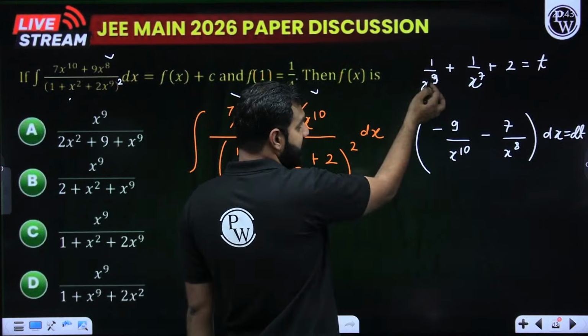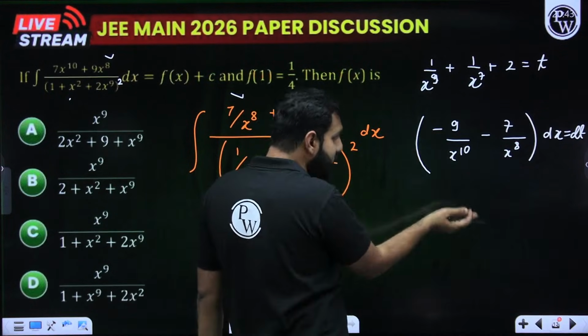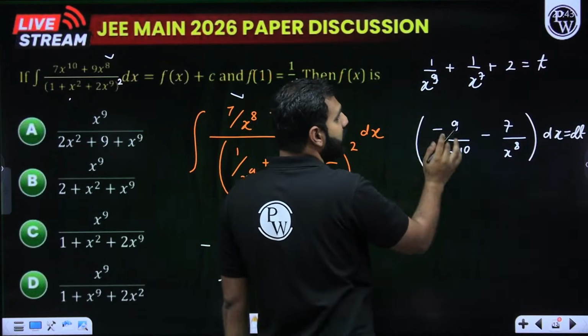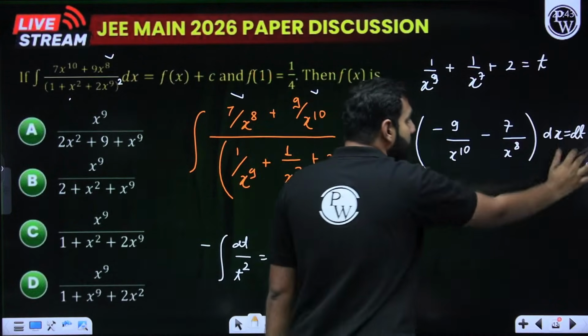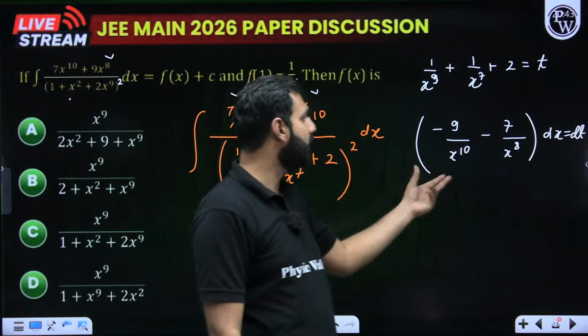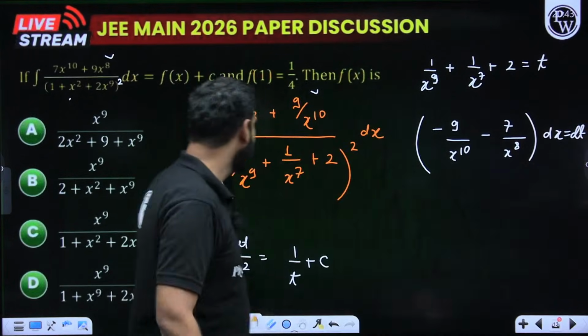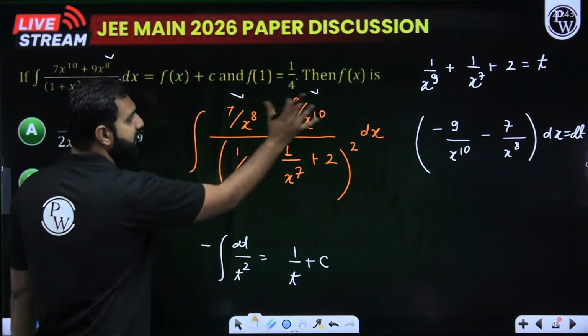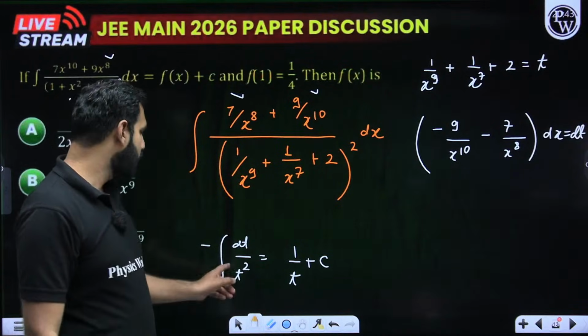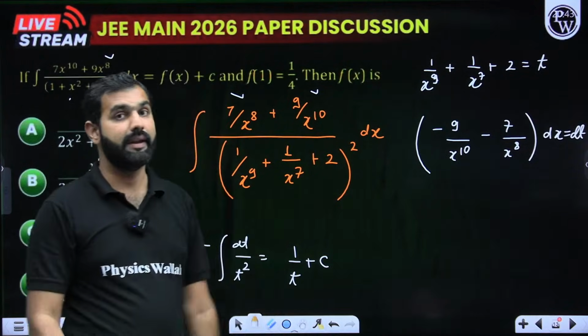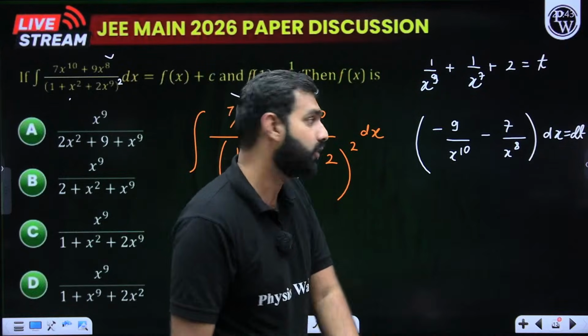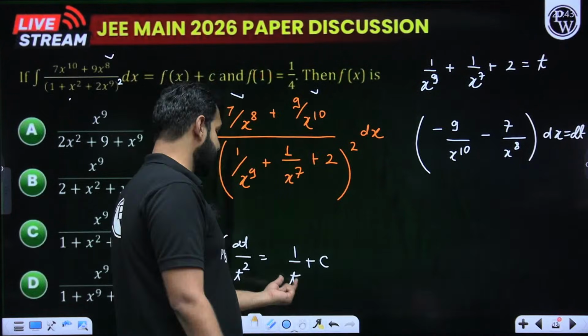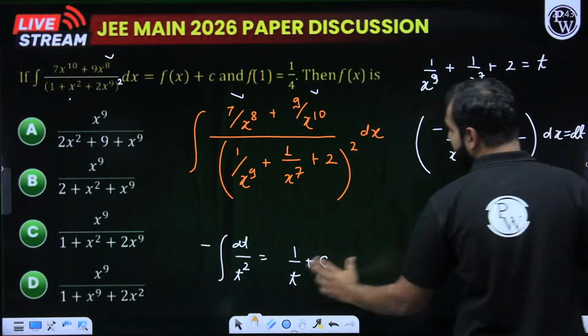Minus 9 by x to the power 10, minus 7 by x to the power 8, dx will be dt. When I take this negative sign common, this dx will be minus dt. So when you make that substitution, minus dt upon t square, we know the integration of 1 by t square is minus 1 by t. Now the only thing you got to do by yourself is substitute this t. This t was actually this. So this t is substituted.